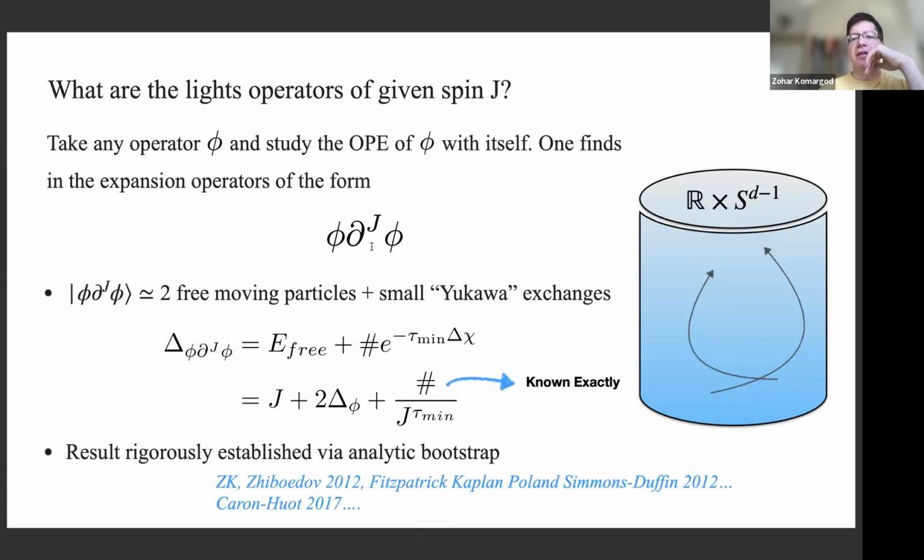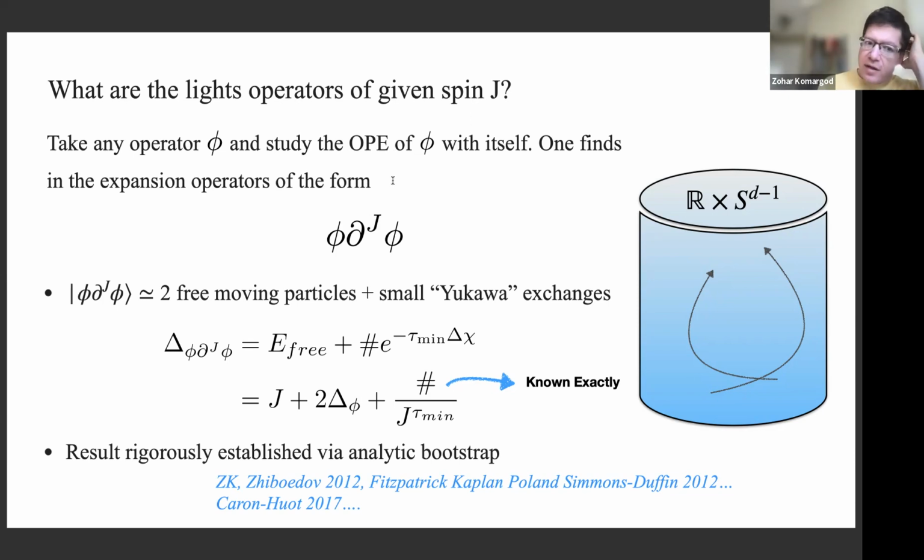So let me begin with the large spin. You can ask, what are the lightest operators of a given spin? The spin could be very large. So if you have some intuition from AdS/CFT or this kind of thing, you might think the answer is a rotating black hole, but that answer is incorrect. So let me tell you what is the correct answer for the ground state at a given large spin.